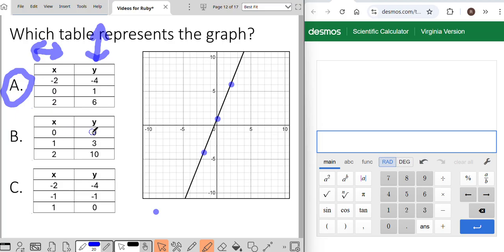I can tell you right now this isn't right because that's a 0, 0. And if you'll notice right there, the line does not go through 0, 0. So that one is out already.